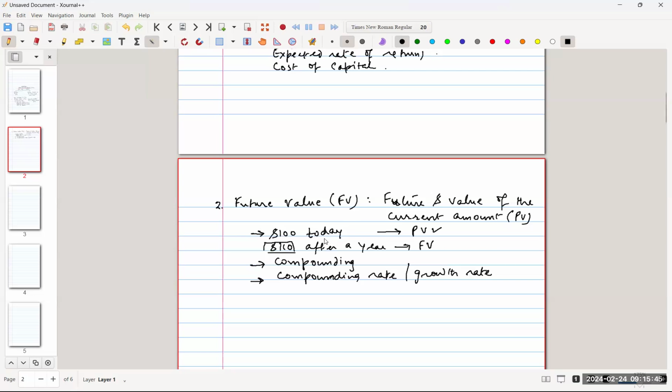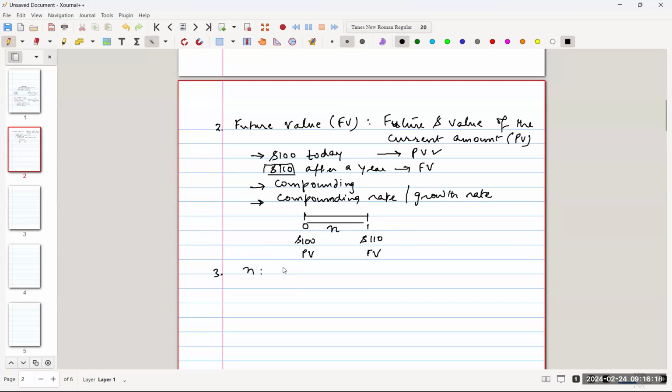Then, in the example that we just took, if we looked at it in the form of a timeline, this is time zero, where I have a sum of $100, and this is the end of time one year, and here I have $110. So this is my present value. This is my future value. This whole length of time, we will give a name N, and we will call it N, number of periods. So N will be the time. This is the third key time value variable, N, number of periods.